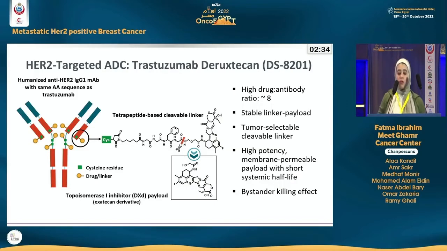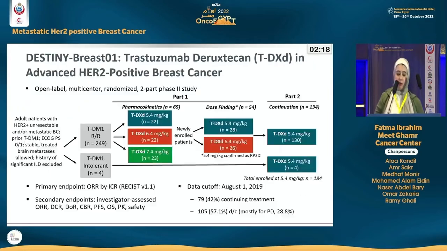Another HER2 targeted antibody conjugate, trastuzumab deruxtecan. It's a high drug antibody ratio, humanized anti-HER2 IgG1 monoclonal antibody with the same mechanism of action sequence as trastuzumab. More stability, tumor selectable cleavable linker, high potency, and bystander killing effect. Regarding the DESTINY-Breast01 trial, trastuzumab deruxtecan in advanced HER2 positive and metastatic breast cancer, especially HER2 low patients.